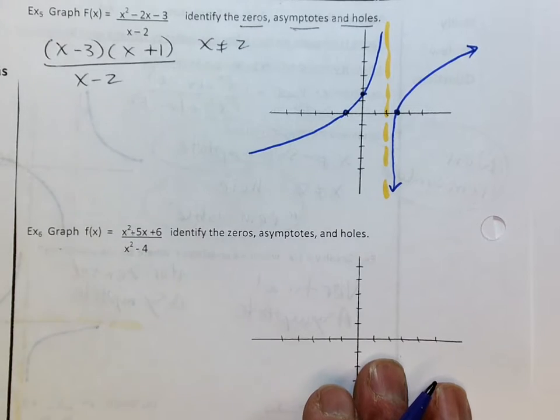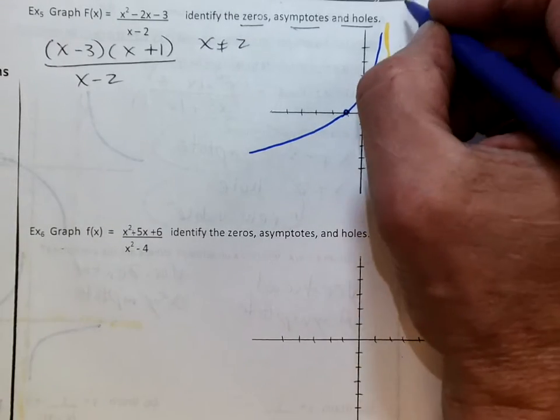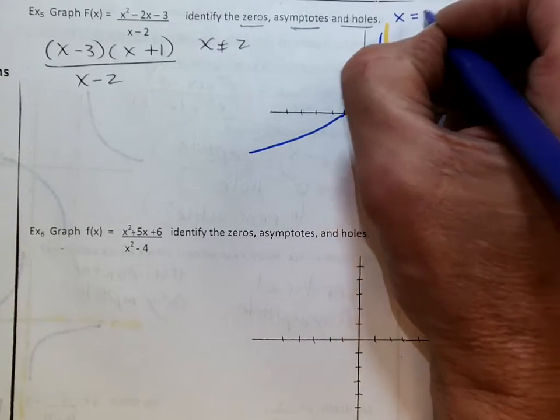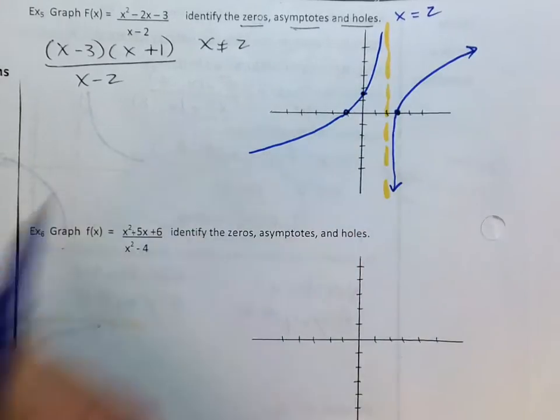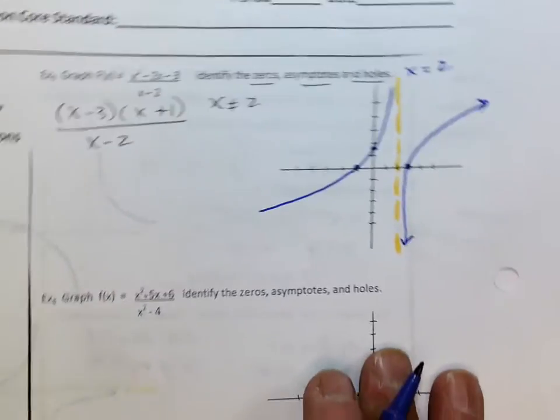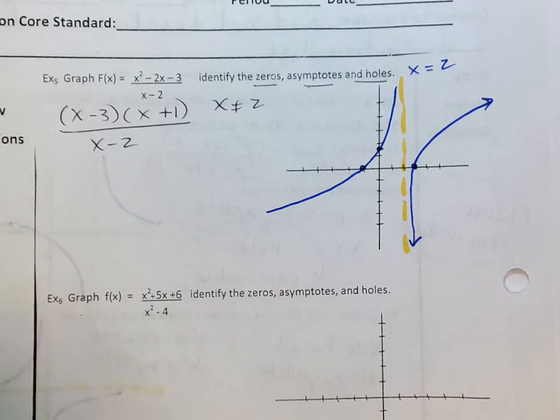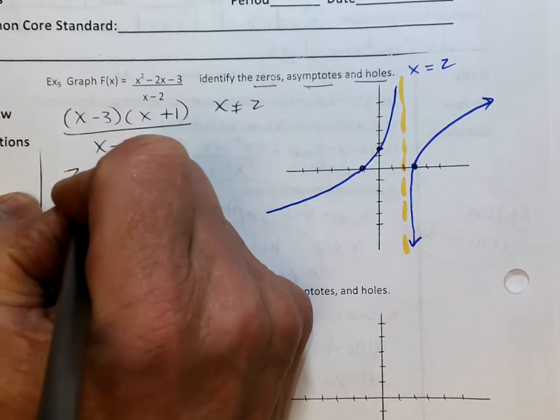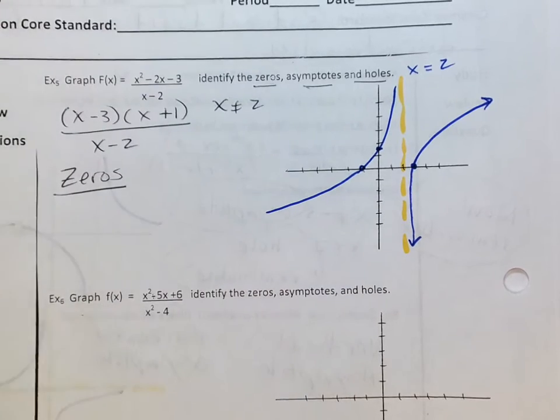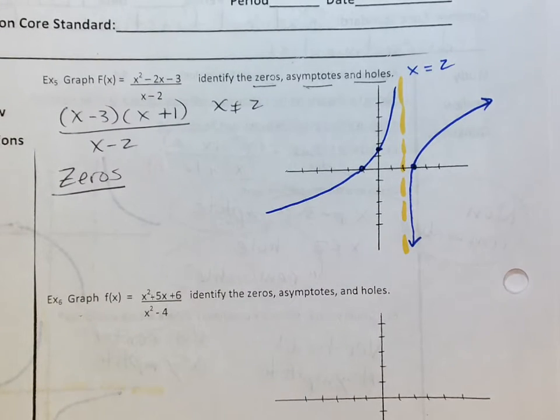All right, asymptotes. I know I have an asymptote at x equals 2. That's my asymptote. My zeros. Okay, we're going to be smart. Zeros. Okay, listen carefully. 0 on the top is okay. 0 on the bottom is bad. 0 on the top is okay. 0 on the top is 0. 0 divided by 5 is 0. 0 divided by 10 is 0. 0 on the top is okay.